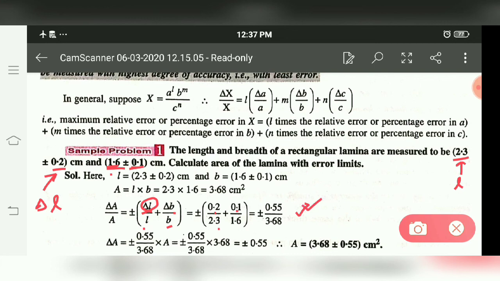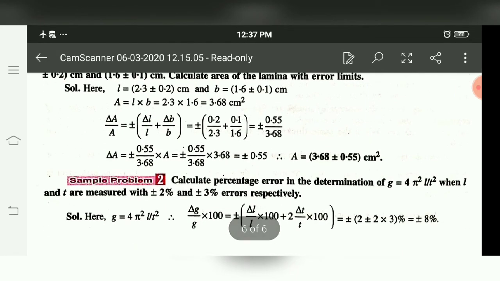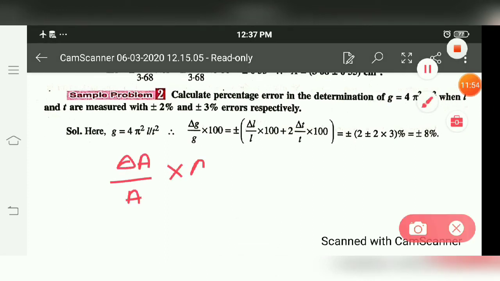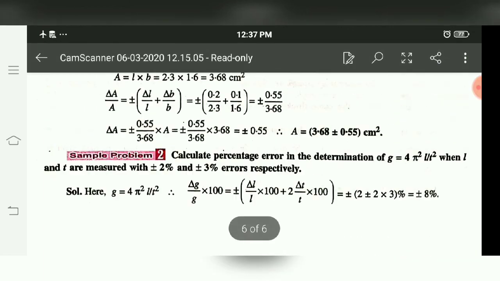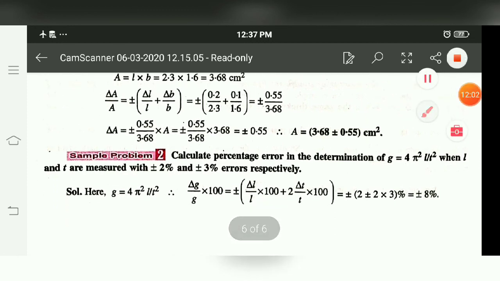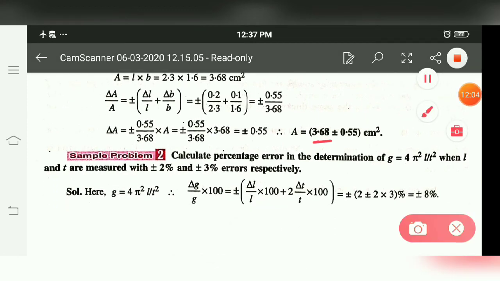So to calculate delta A, we now have the value of delta A upon A. If I multiply it with A, we get the value of delta A. So I multiply it with the result of A, and we get delta A. Then we can write the result in the form of true value plus minus absolute error in centimeter square.